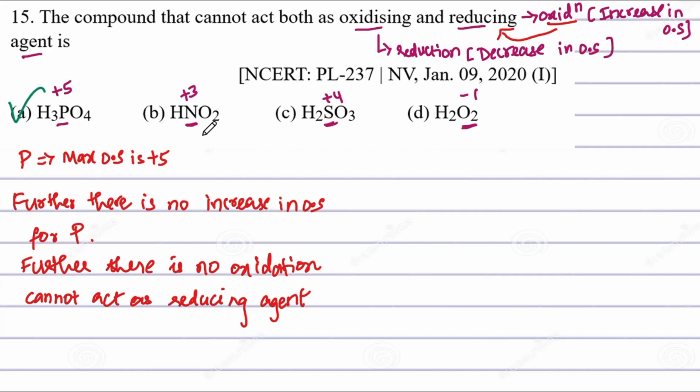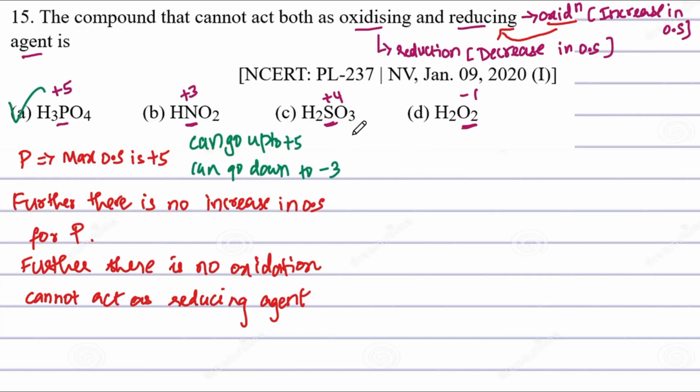Now let us see the other options also. In option B, nitrogen is having the oxidation state of +3. So further it can increase up to +5 for nitrogen, or it can also go down to -3. In the previous question itself we saw nitrogen can also increase its oxidation state to +5, or it can also decrease to -3. So it can act as both oxidizing and reducing agent.